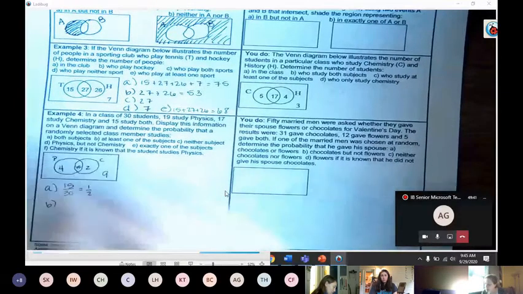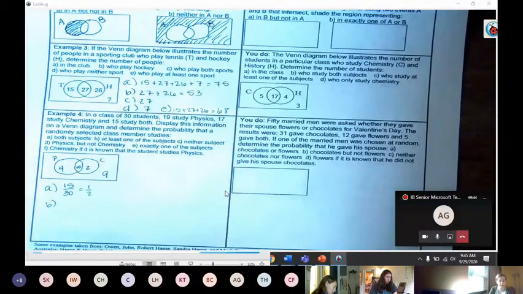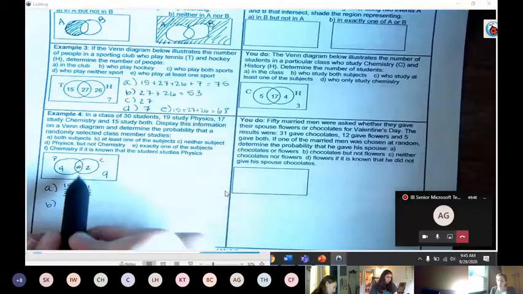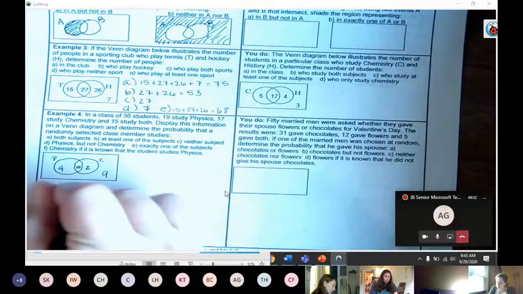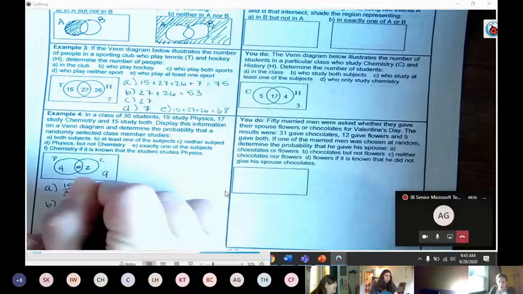B asks at least one of the subjects. So that means it could be one or both. We said that there were 21 total that studied one or both of them. So this is going to be 7 out of 10.